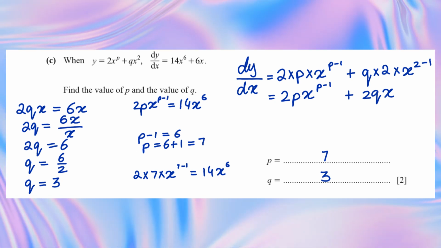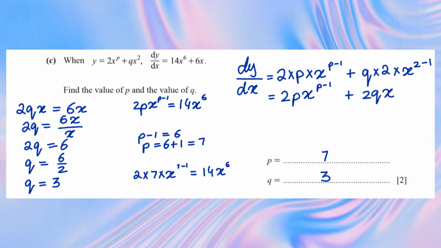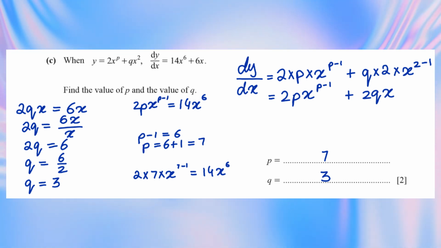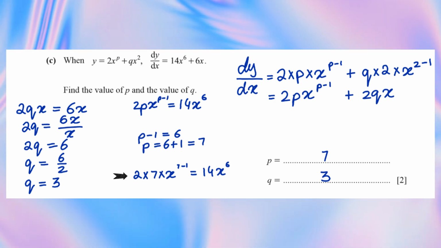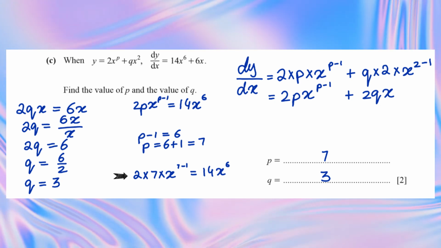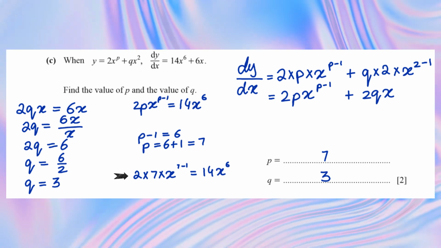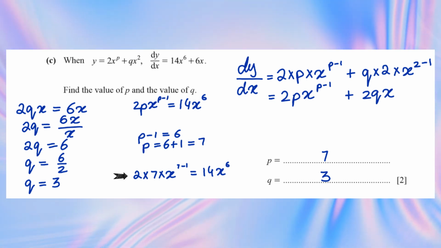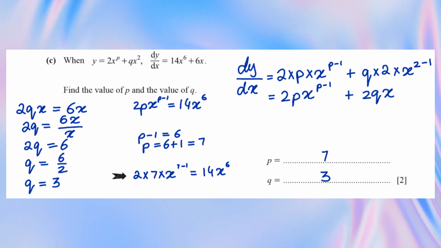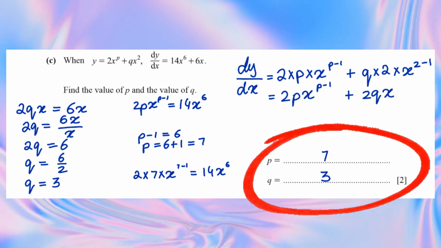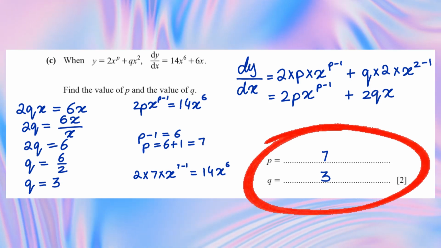To confirm if p equals 7, we can substitute 7 for p in 2px to the power p minus 1 and see if we get 14x to the power of 6. So, substituting 7 for p, we get 2 into 7 into x to the power of 7 minus 1. This gives us 14x to the power of 6. So our value of p is correct. Therefore, the answer is p equals 7 and q equals 3.